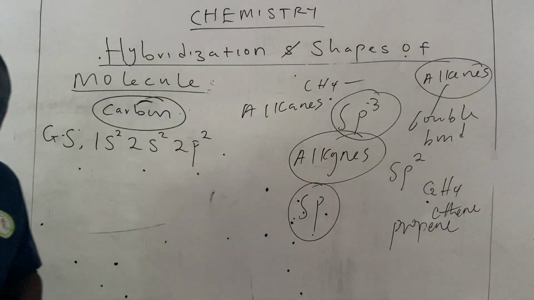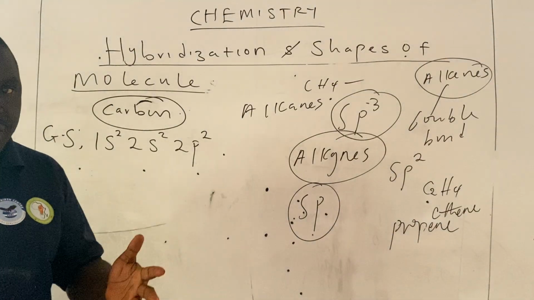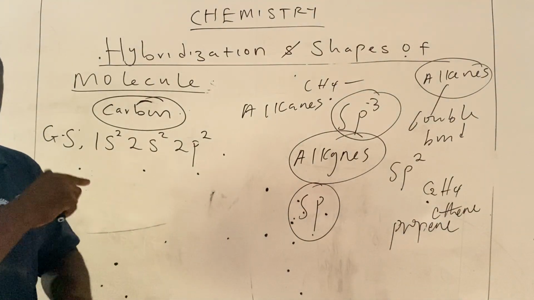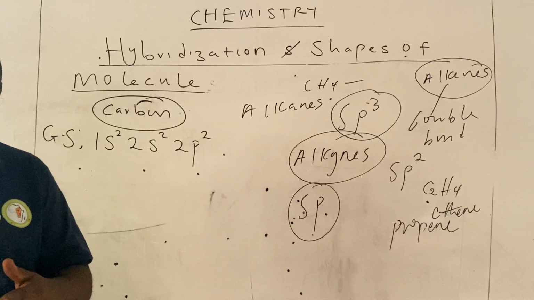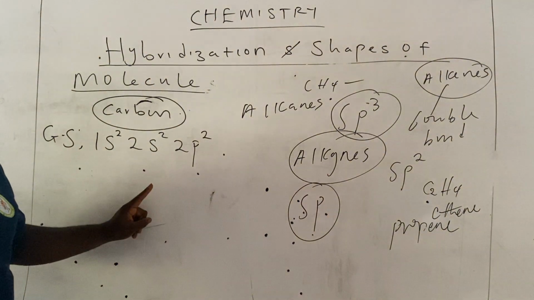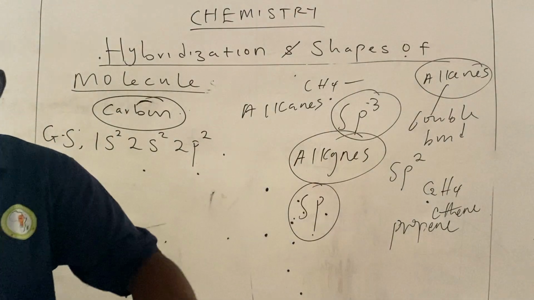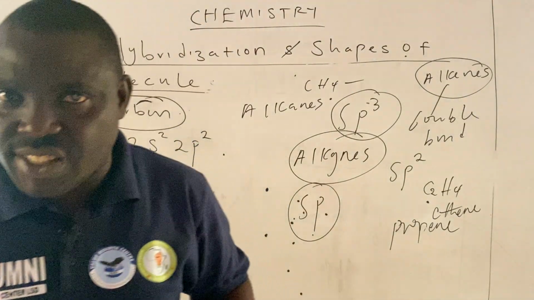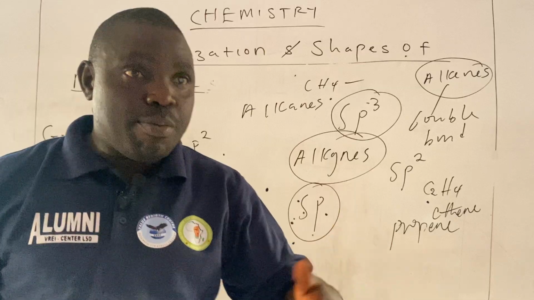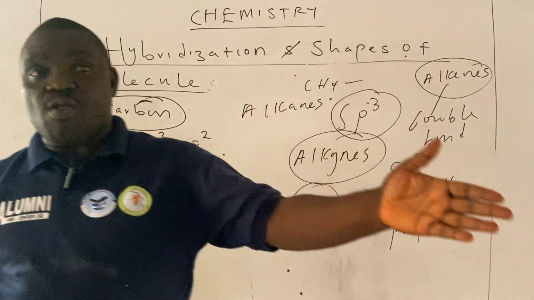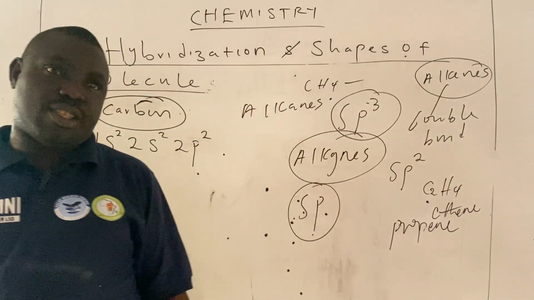At the ground state, nothing has happened, but there's a problem here. You can write that down. If it's university students I'm taking now, there's a way I would have gone deeper, because I would have been explaining. Because you may be asked, does carbon form its bonds at the ground state or excited state?